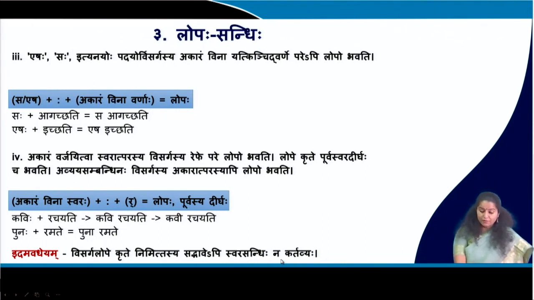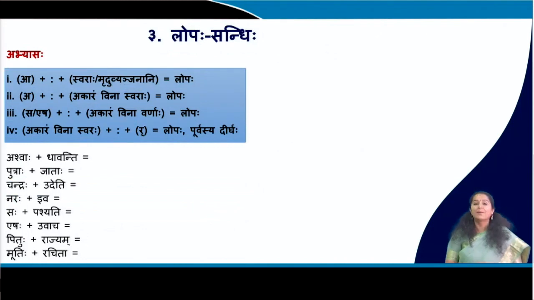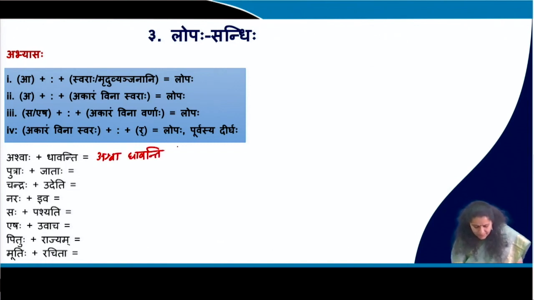So sometimes like here you've got sa agacchati. So although you can do a swara sandhi with sa and agacchati, you should not do it there. Astu, that is what this rule is saying. Abhyasam kurma militva. Tari atra kim bhavati? Ashwaha dhavanti, uttamam. Ashwa dhavanti. Etat bahu saralam asti. Next, putraha jata. Putra jata. Agami kim asti? Chandraha udeti.